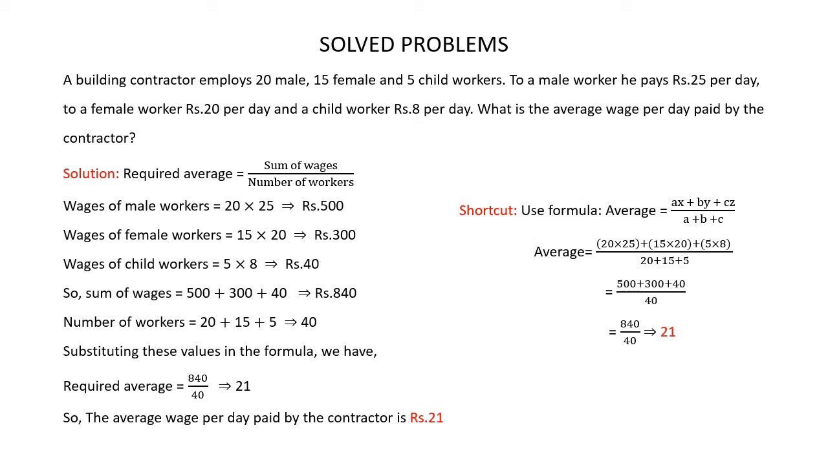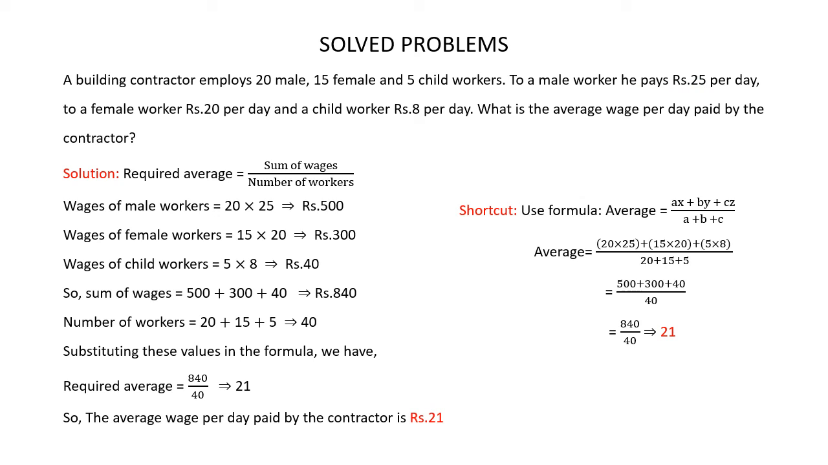Now you know that to find the average, you have to use the formula average equals sum of wages divided by number of workers. So to find the average, you need to know the sum of wages as well as the number of workers. Now it's given that there are 20 male workers and each male worker gets paid 25 rupees per day.